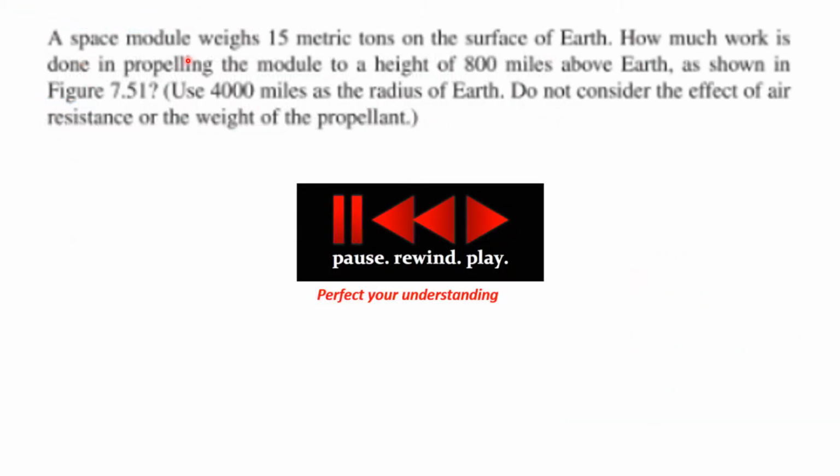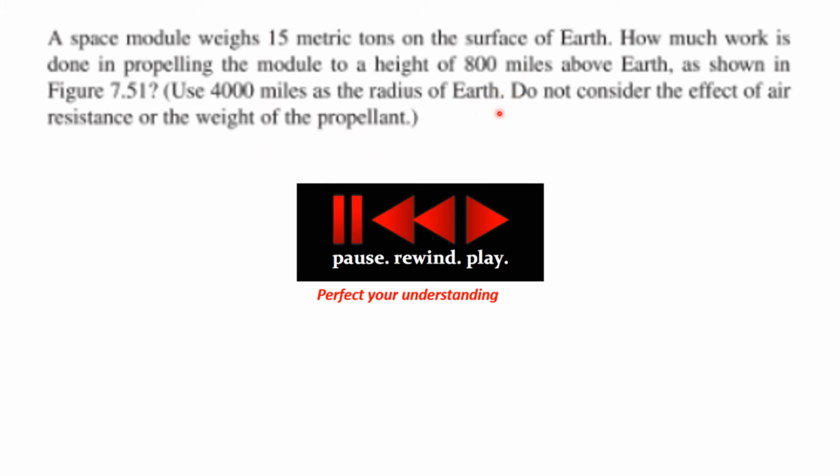Let's do another problem. A space module weighing 15 metric tons on the surface of the Earth. How much work is done in propelling the module to a height of 800 miles above the Earth, as shown in a figure? I'll show you the figure later. You should draw your own figure. We want to use 4,000 miles as the radius of the Earth, and we simplify this problem by not considering the effect of air resistance or the weight of the propellant.